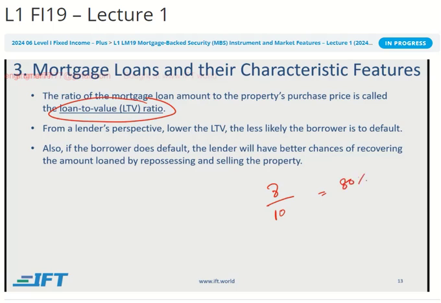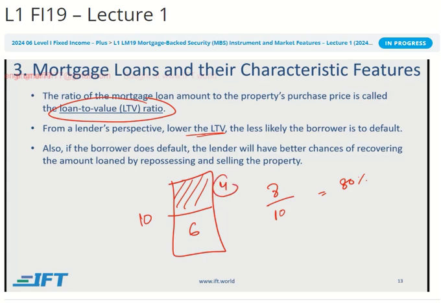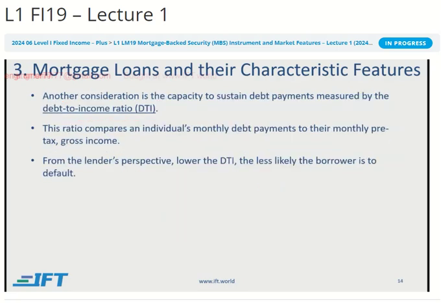And what do we want? We want a lower loan to value ratio. Let's say if the loan is 6 and the entire value is 10, then you have a 4 million buffer for absorbing any fall in the price of the property. So the lower loan to value is better for the lender.